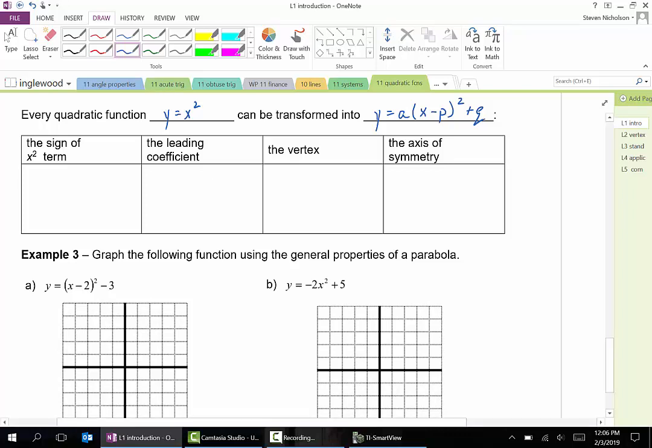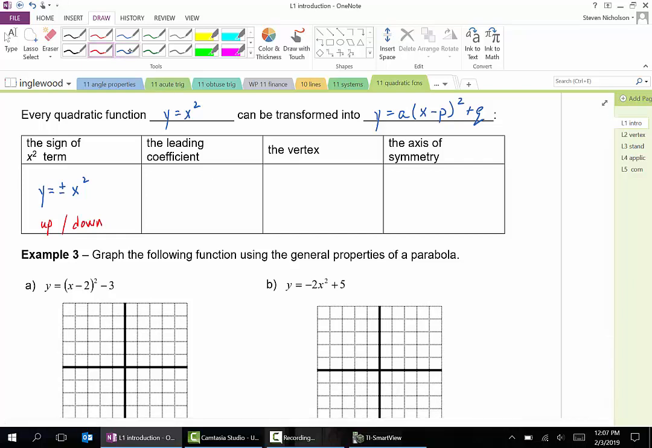So if we look at the sign of the x squared term, the sign of the number, that's going to tell us the up down. So we're just going to treat this like there's an invisible number 1. So this tells us, is it opening up? Is it opening down? So let me write that. So here's up / down.